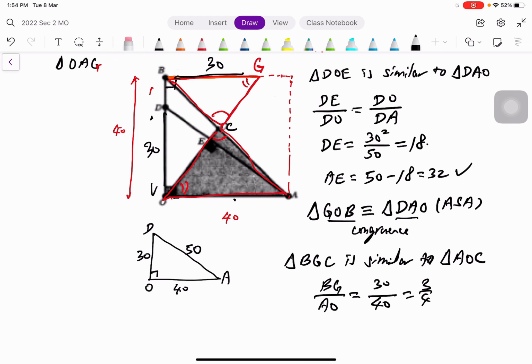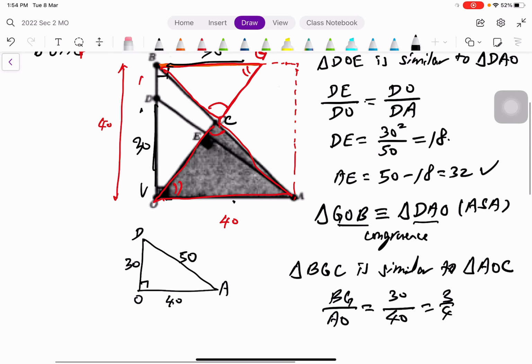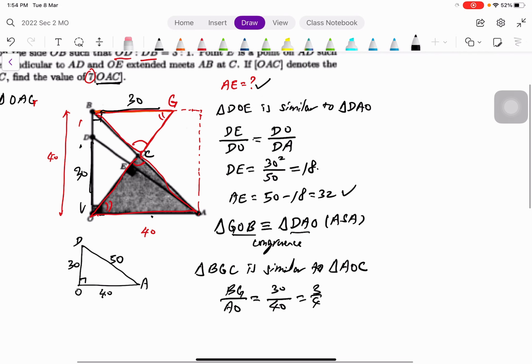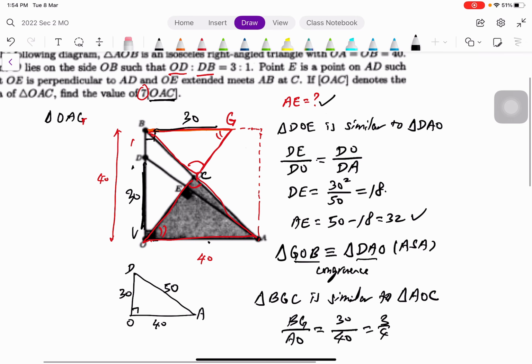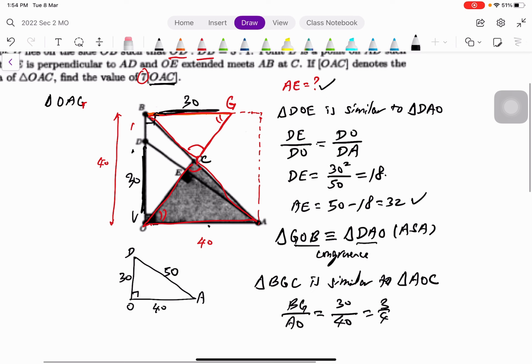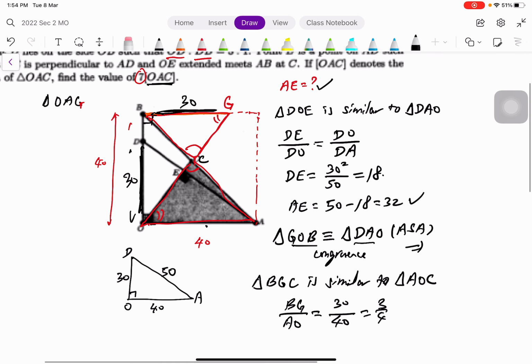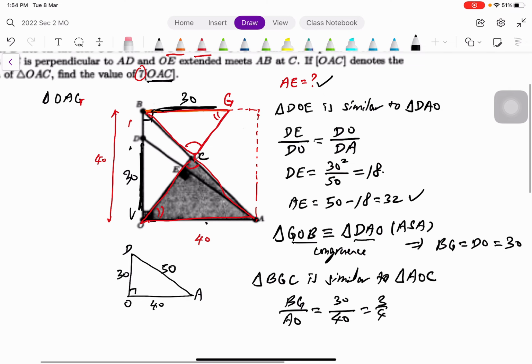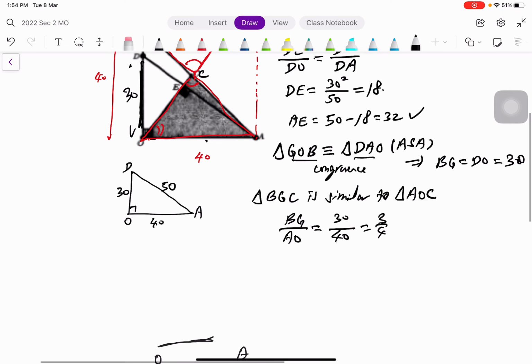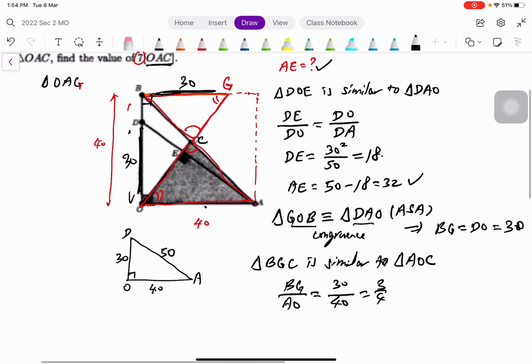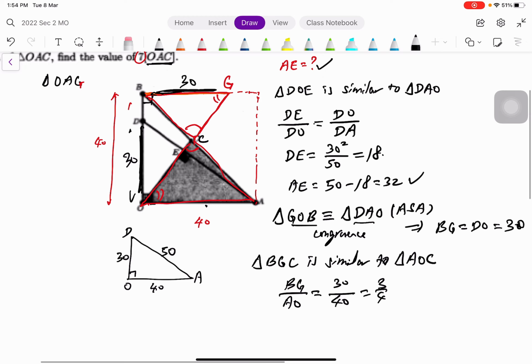Therefore, because of congruence, this is 30. We know that this part here is 30, therefore this part here has to be 30. Congruent triangle. I want you to take note that BG is equal to DO and is equal to 30, right? Then can you see that now? Look at it this way. That means this is 3:4, right?